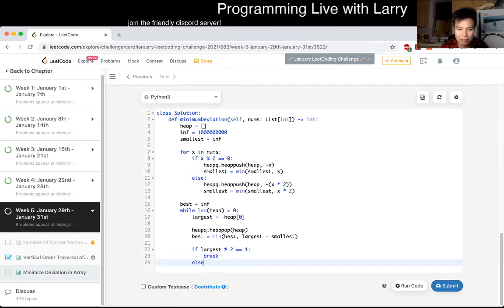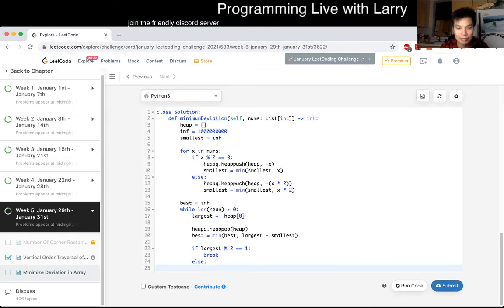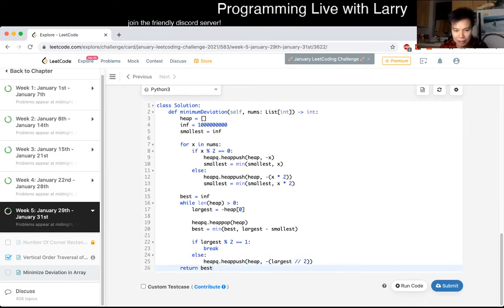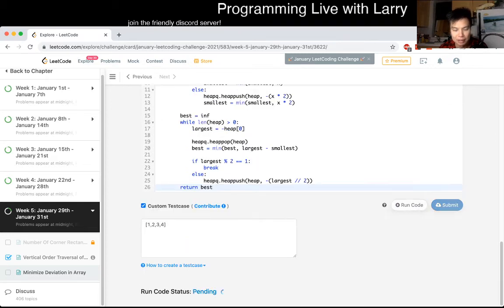Otherwise, if the largest number is an even number, we should be able to push largest over 2. And of course, we have to make sure to keep using the largest, a max heap instead of a min heap, so I inverse the direction as well. At the very end we just return best. I think this should be okay, at least code-wise.